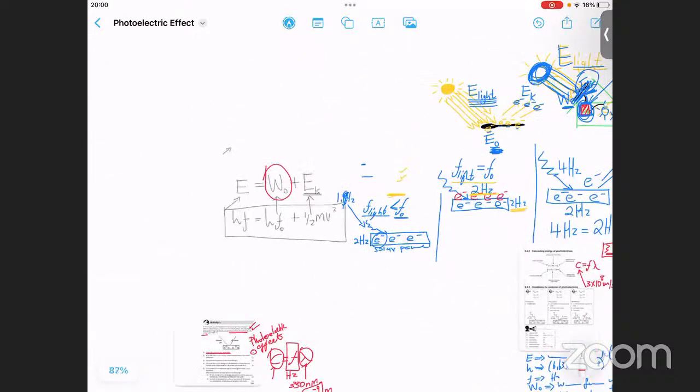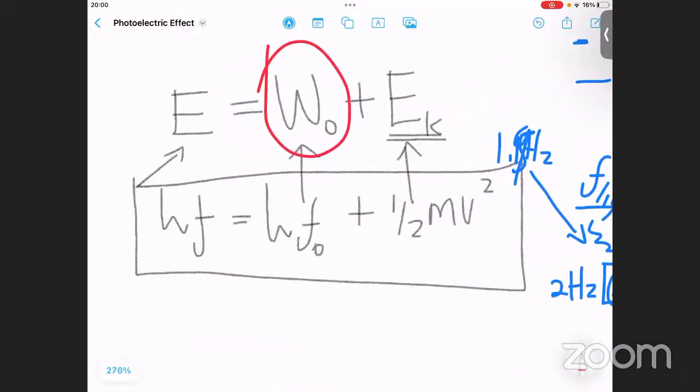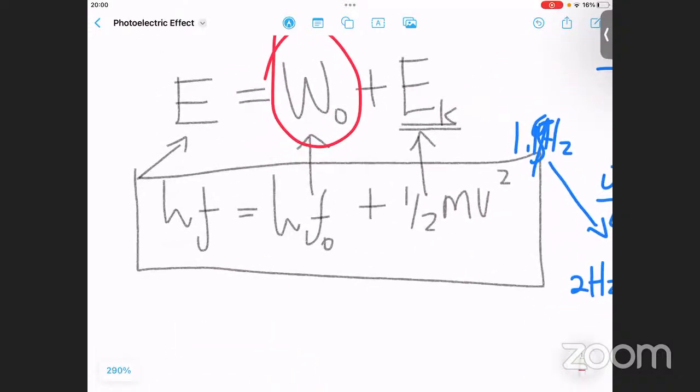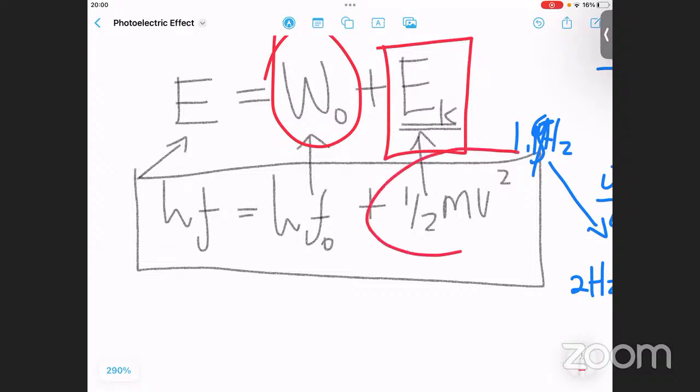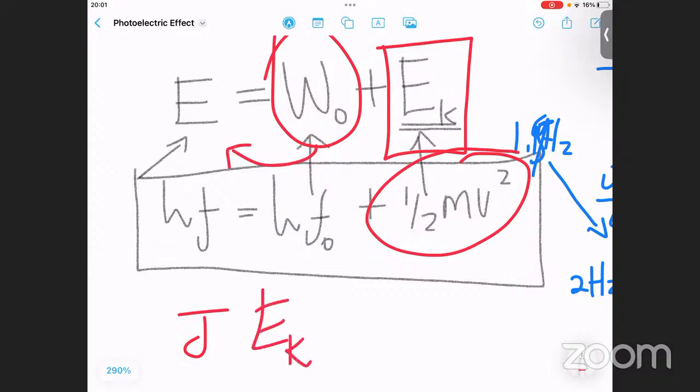For the fact that they said calculate the kinetic energy, it means this is what they want you to calculate, the whole of that, meaning your final answer should be in joules. So you will have to take this to the other side, meaning you've got your kinetic energy, which will be equal to the energy of light minus the work function.